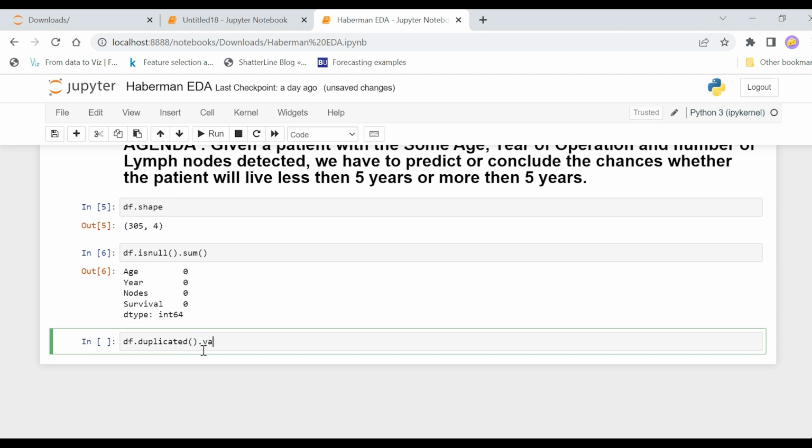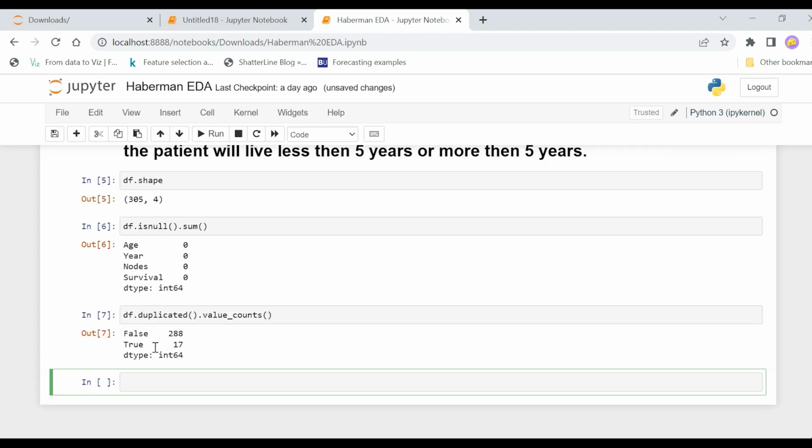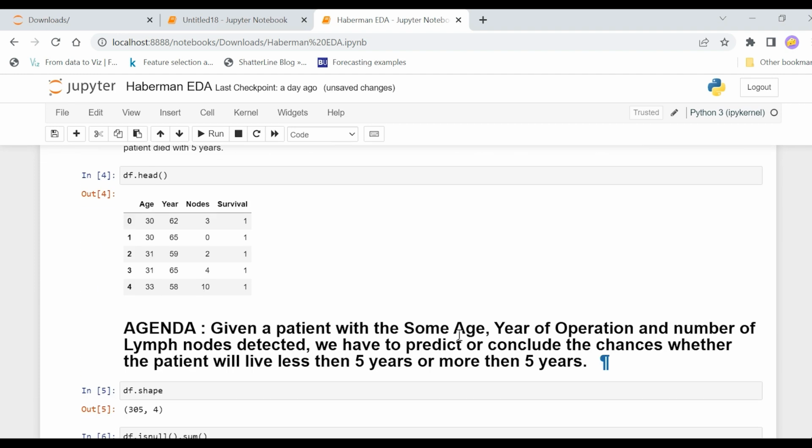So duplicated dot value counts. When I see that there are 17 rows which are actually duplicated, these are duplicate rows. But now this is a big question: whether you should remove the duplicates or not. That is the main question. So let us see the data set first, the head which we have seen.